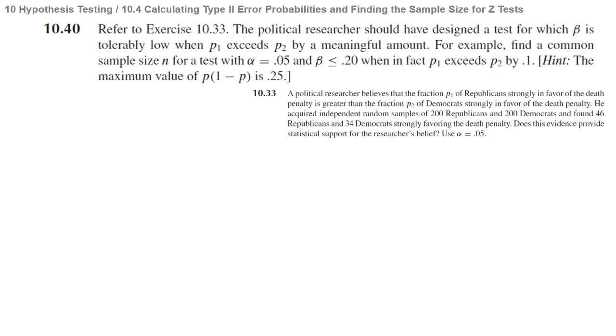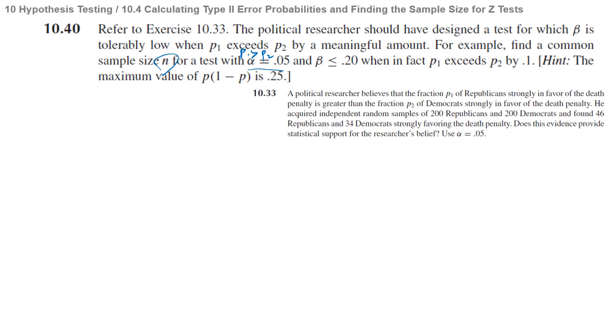Okay, let's move on to exercise problem 10.40. Refer to exercise 10.33. The political researcher should have designed a test for which beta is tolerably low when P1 exceeds P2 by a meaningful amount. For example, find the common sample size n for a test with alpha 0.05 and beta less than 0.2 when in fact P1 exceeds P2 by 0.1.